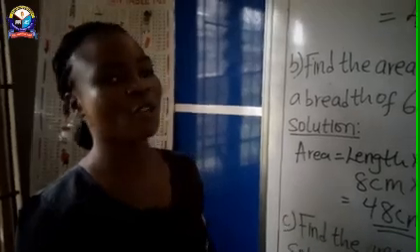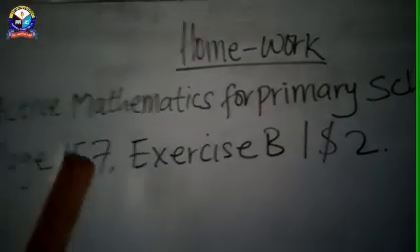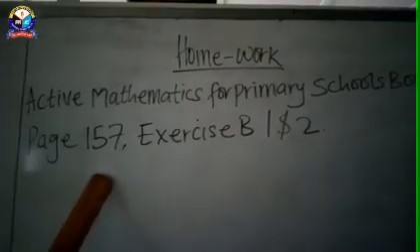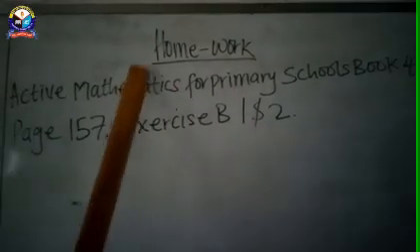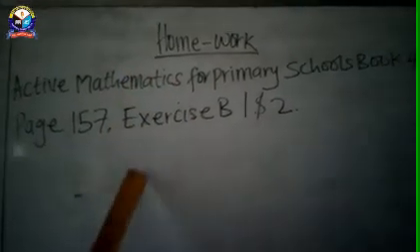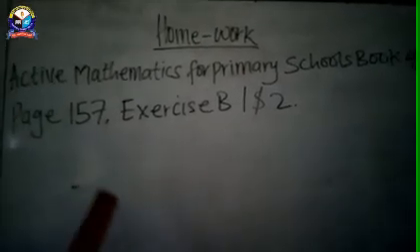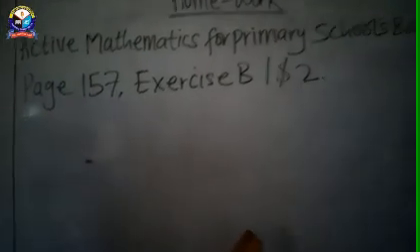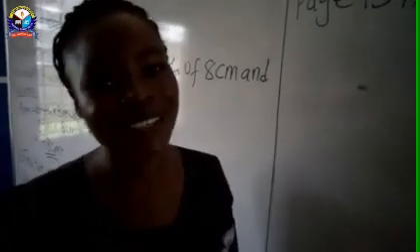Now let's go into the homework. Your homework goes thus. Open to your active mathematics, page 157, exercise B, number 1 and 2. You will answer all the questions you have on page 157. And please, as you read, as you study, please copy the notes inside your exercise books because I'm going to check it when you resume back.